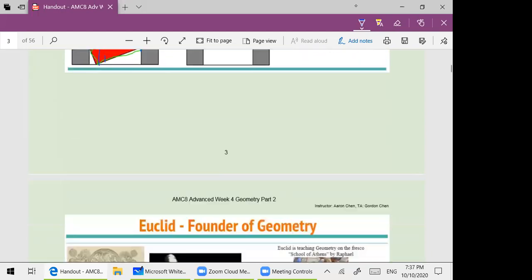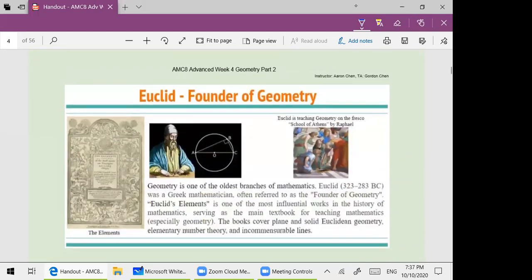Okay, so Euclid. He's considered the founder of geometry. Euclid first wrote a book about geometry called Euclid's Elements, and it covered a lot of geometry.